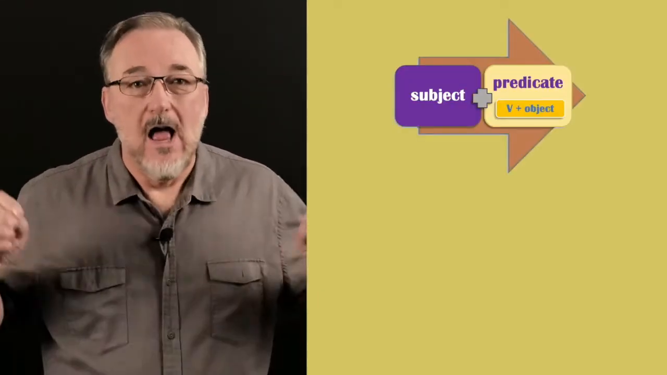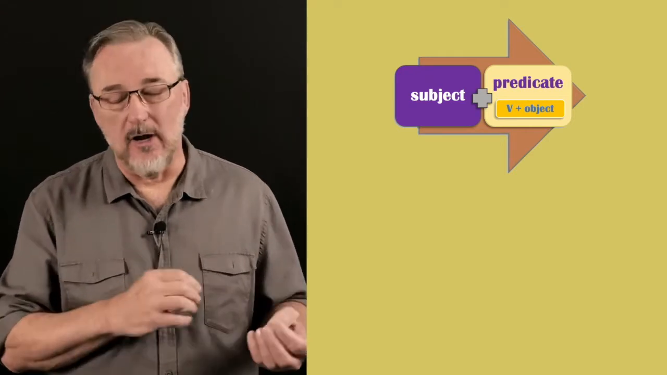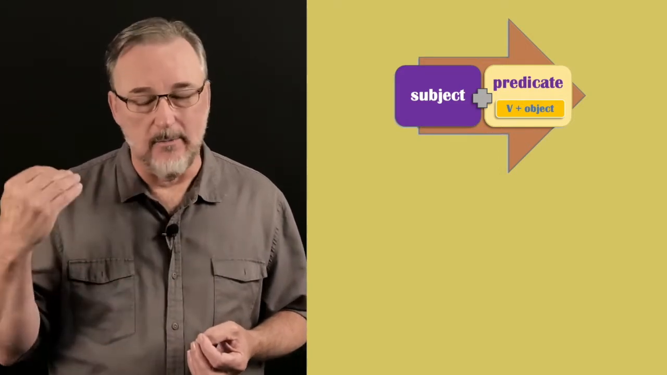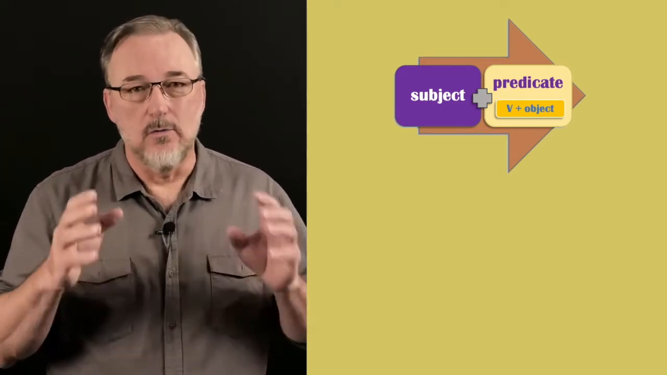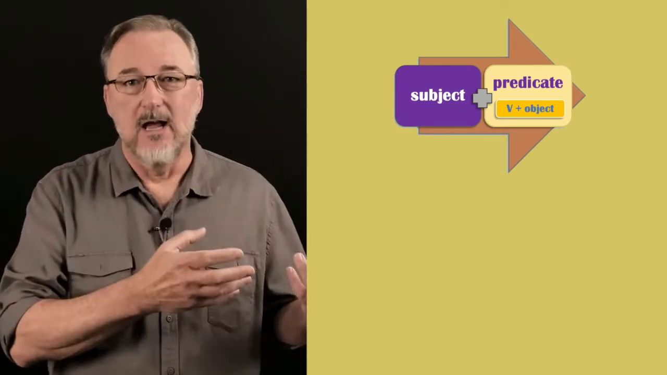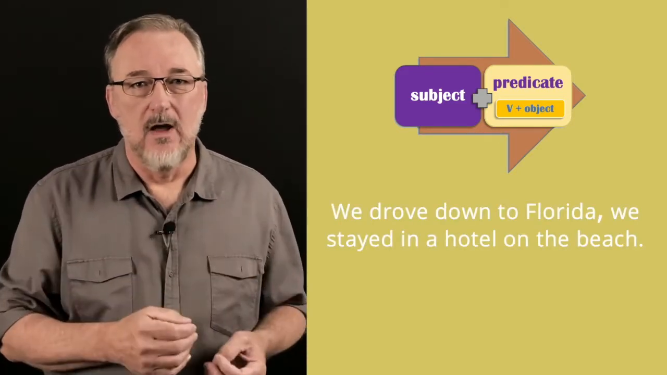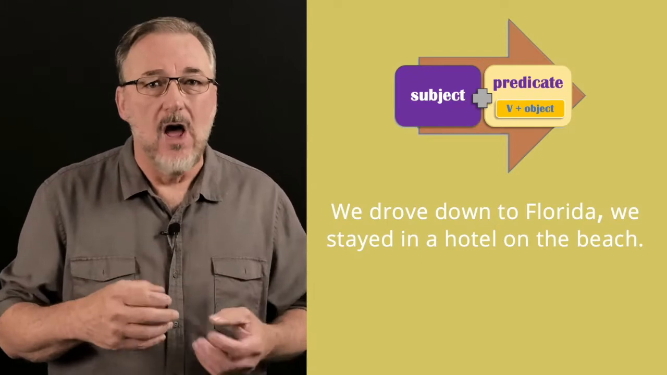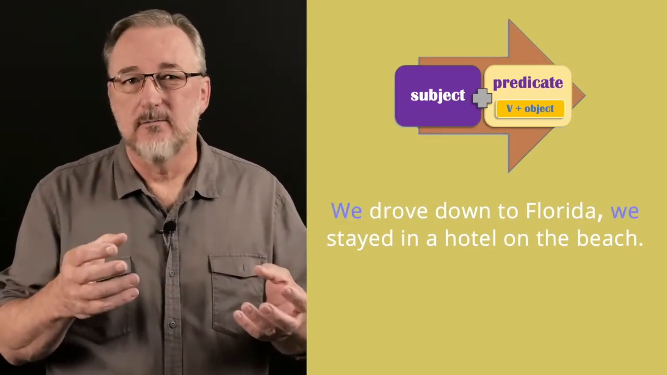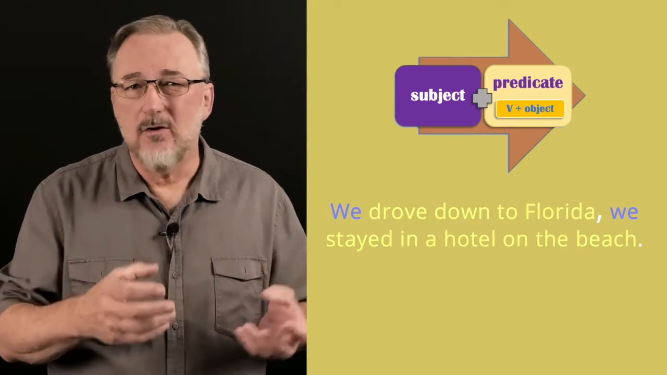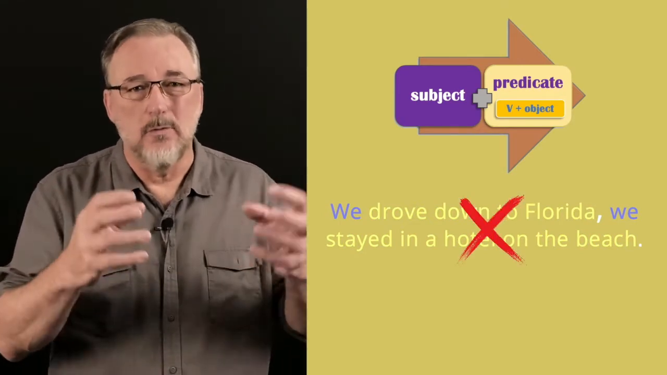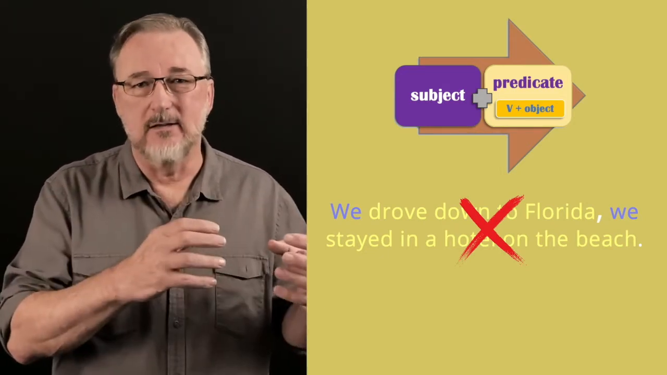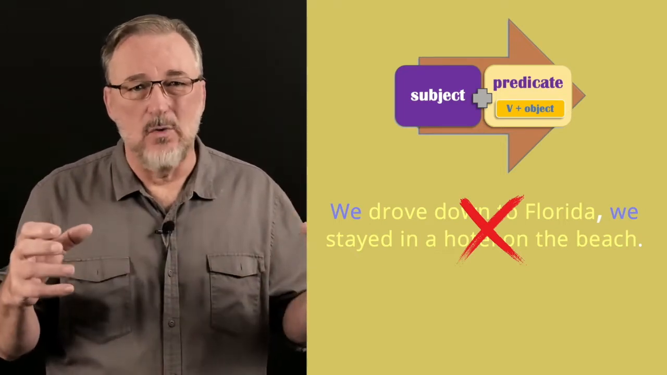Okay, moving along, the second way to identify comma splice and run-on errors is the grammatical approach. This is the stuff that we talked about in the previous video. To review, the subject takes an action, the predicate tells what the action is. So if you look for subjects and predicates here, we drove down to Florida, we stayed in a hotel on the beach, you discover that you have two of each. And as we saw earlier, you can't do that. You can't put two complete thoughts together with just a comma, because each half has its own subject and predicate combination. Each can stand on its own as a sentence.